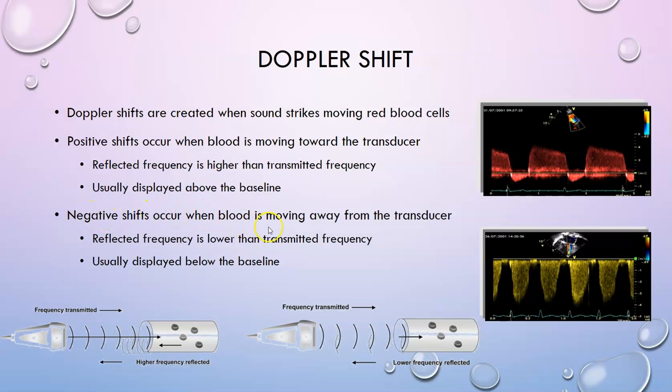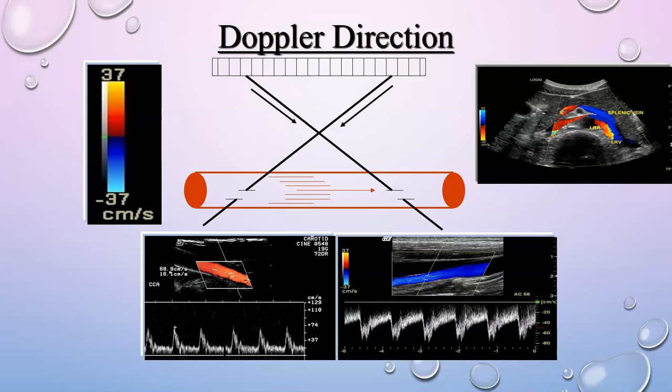Negative shifts occur when blood is moving away from the transducer. In this case, the reflected frequency is lower than the transmitted frequency, and we often will display those below the baseline. So if your received frequency is higher than your transmitted frequency, the blood is moving towards you. If your received frequency is lower than the transmitted frequency, the blood is moving away from you. So we can use that to determine Doppler direction.